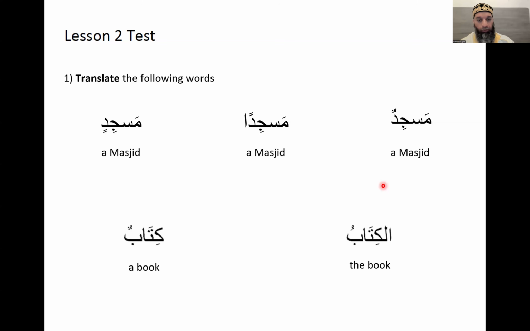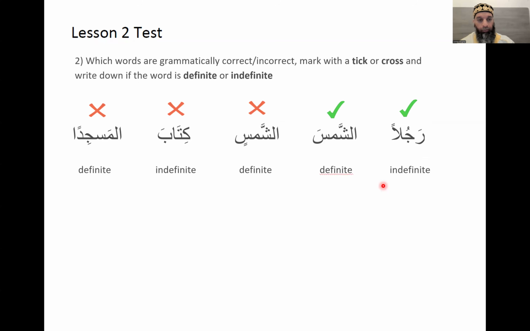Next one. Okay, so which words are grammatically correct, incorrect? Mark with a tick or cross and write down if the word is definite. I don't think that's the sentence that was used in the test, but I think these words are still the same. So rajulan is correct because it doesn't have an al, so it must have a double ending in that case. This is correct.